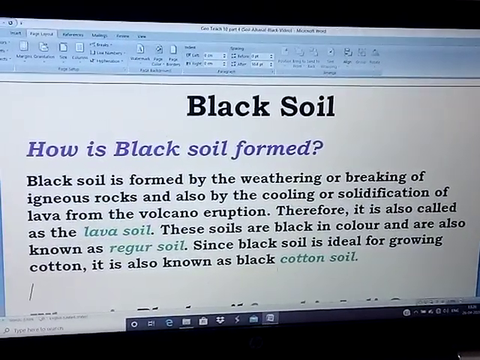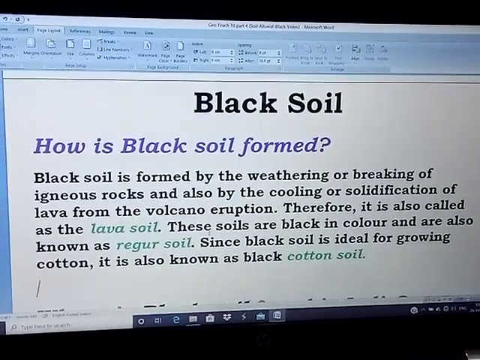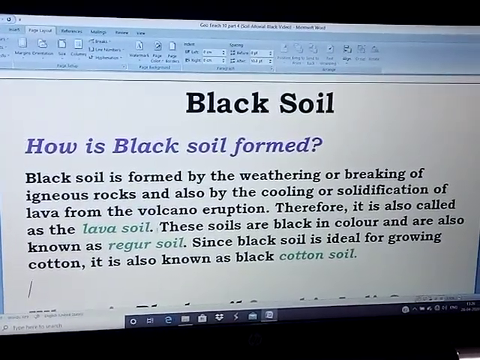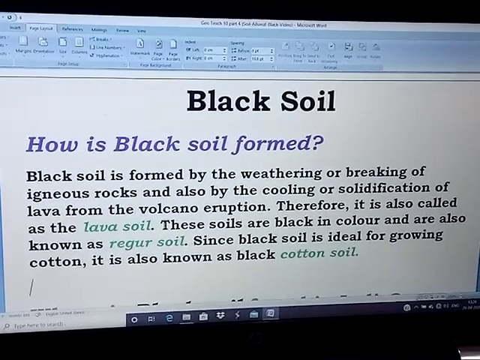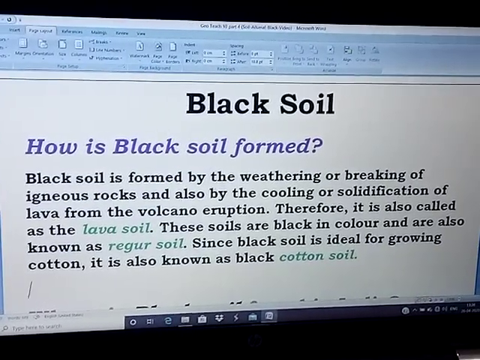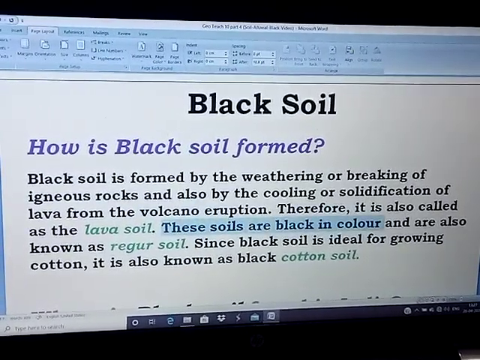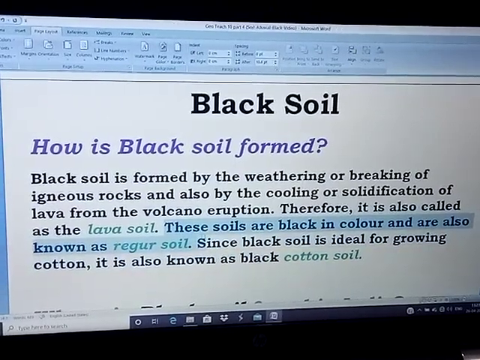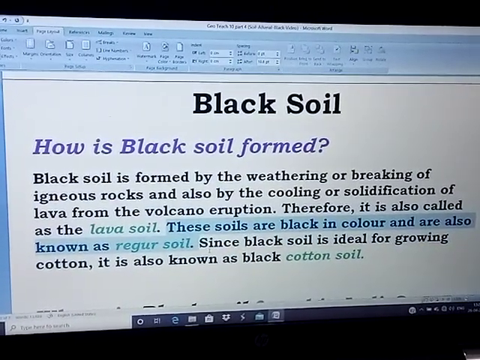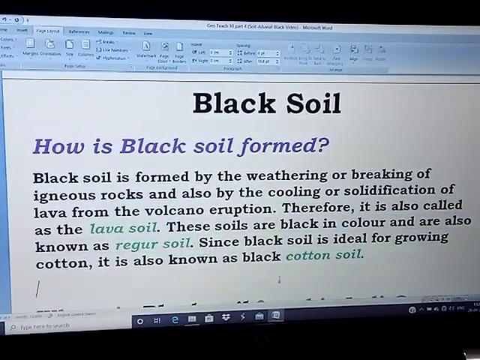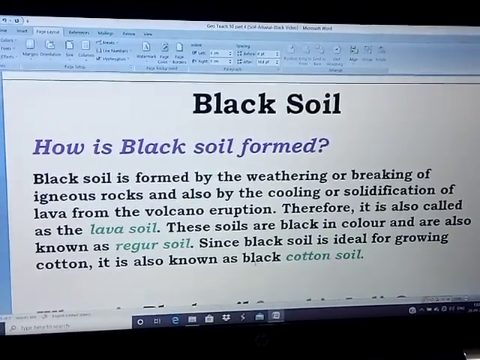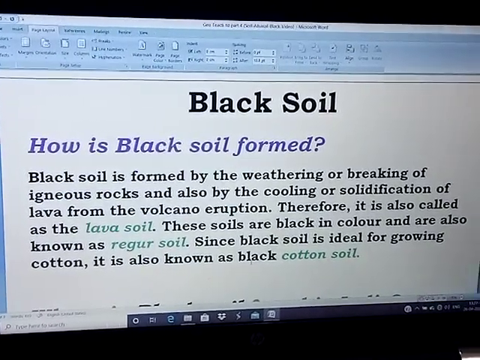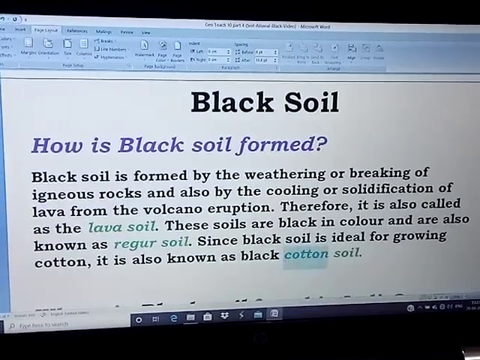Yes, but another name, Regura. Regura means black. So in South India, the word Regura means black. So taking the word Regura, it has got another name called Regur soil. And since cotton as a crop grows very well, it is also known as the cotton soil.